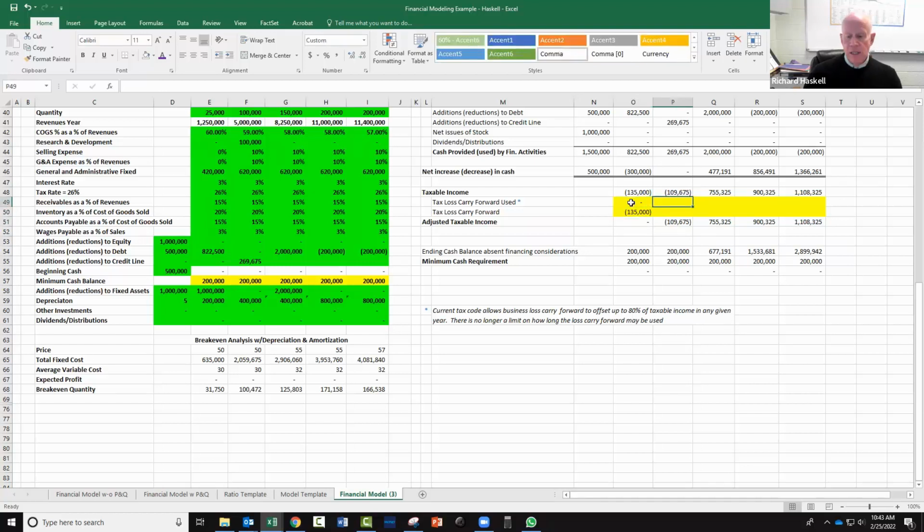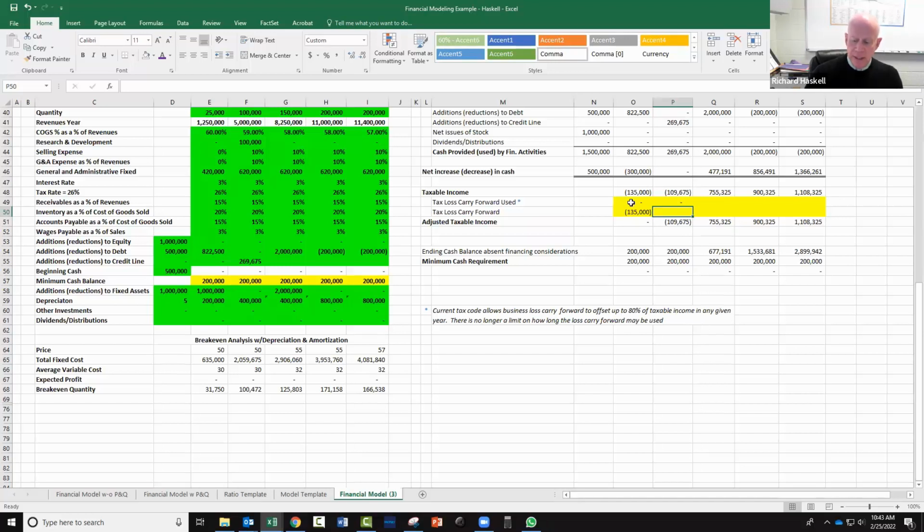Well, for the next year, because we're running a negative, or we lost money, we aren't using any of our loss carry forward, and we're now going to add the $135,000 carry forward from the prior year to the new loss for this year.